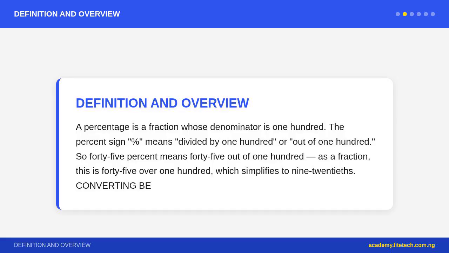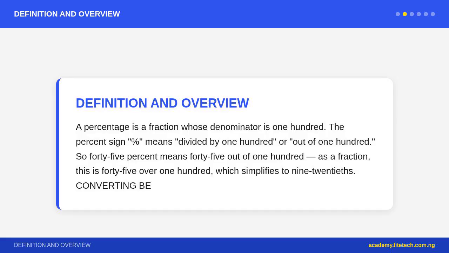Nigerian context: a bank offers 15% annual interest on a savings deposit of 50,000 Nigerian naira. Interest equals 15/100 times 50,000 equals 0.15 times 50,000 equals 7,500 Nigerian naira per year.